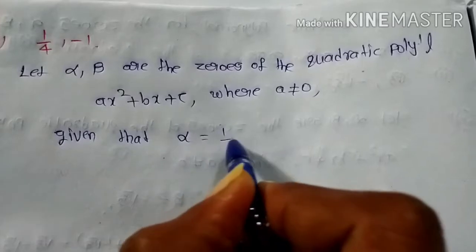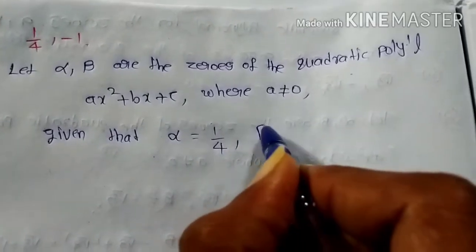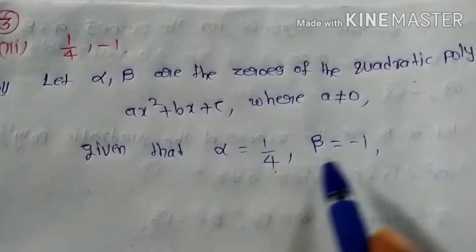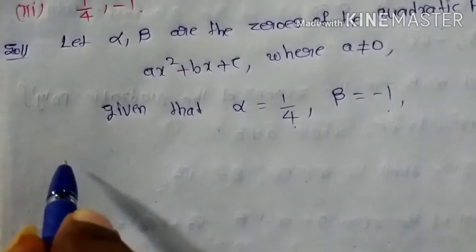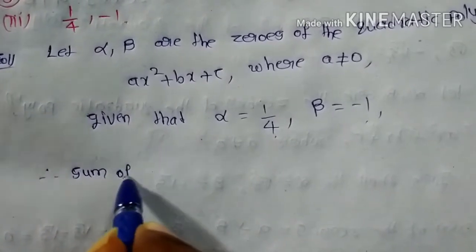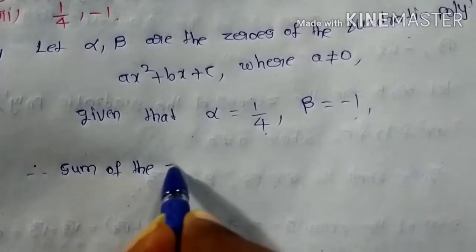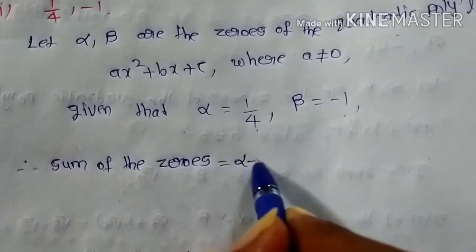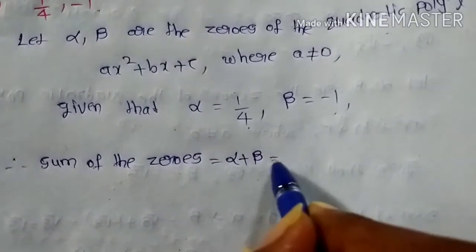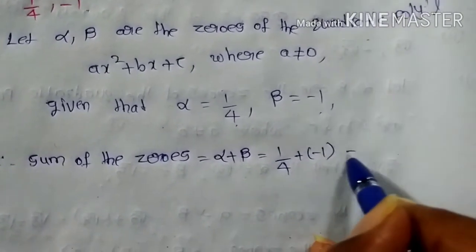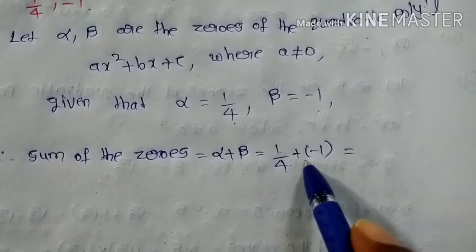Alpha is equal to 1 by 4, beta is equal to minus 1. Next you can find the sum of the zeros. Sum of the zeros is equal to alpha plus beta. That means you can find here 1 by 4 plus of minus 1.